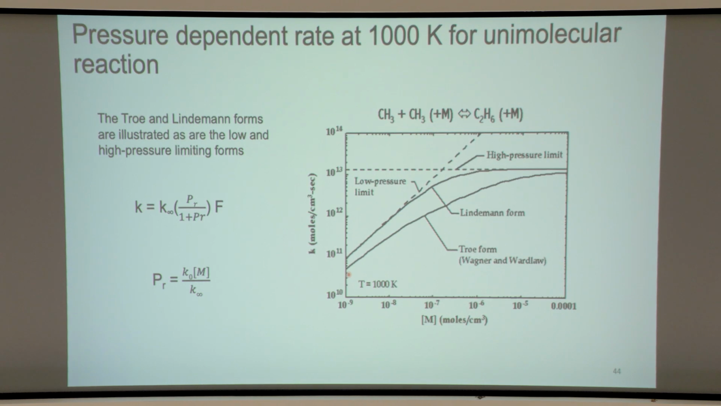And if you're at a high pressure, this K naught M, this M becomes very big. And if this M becomes very big, then your term here, PR over 1 plus PR, essentially approaches 1. And then you will get K infinity. And then you get these 2 limits. And then how you fit in between those 2 limits is based on this F term, which I showed previously, has some complex dependence depending on how you fit it. So you'll find these types of reactions.